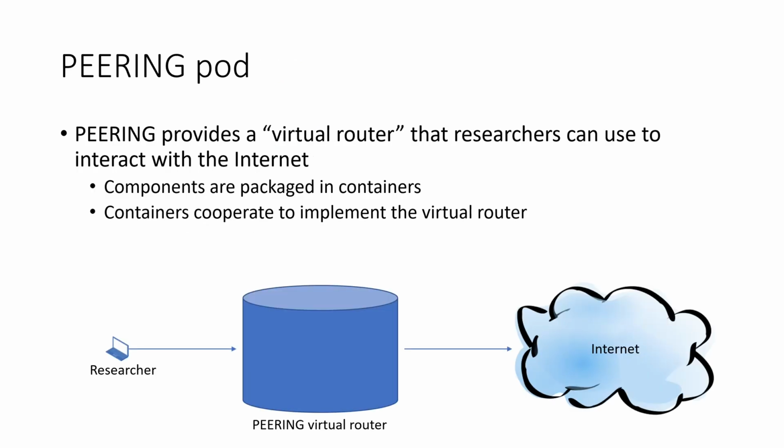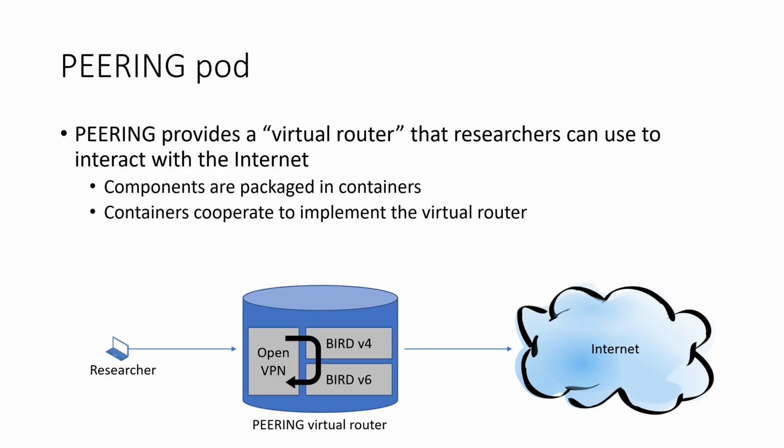Let's discuss an example pod. Peering is a research project that I run with colleagues at Columbia University, and Peering provides a virtual router that researchers can use to interact with the internet. Researchers use Peering to run experiments. To implement this virtual router, we have multiple components. We packaged these components in containers, and we have a pod that will run on a server. And the containers inside our pod cooperate to implement this functionality of the virtual router.